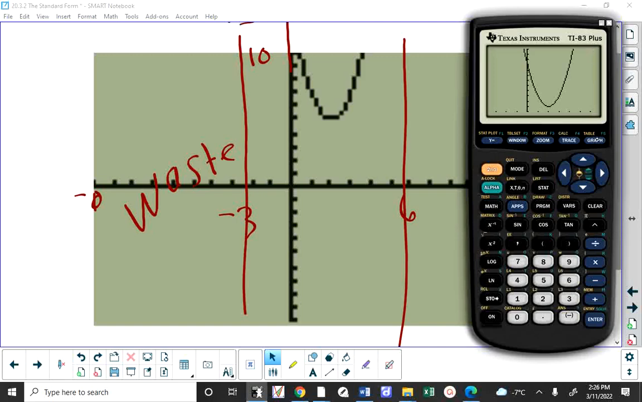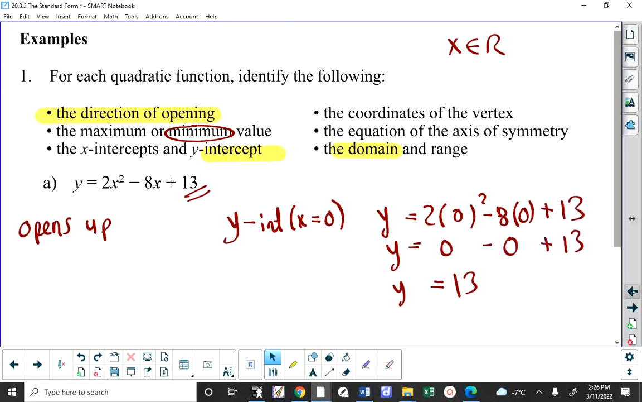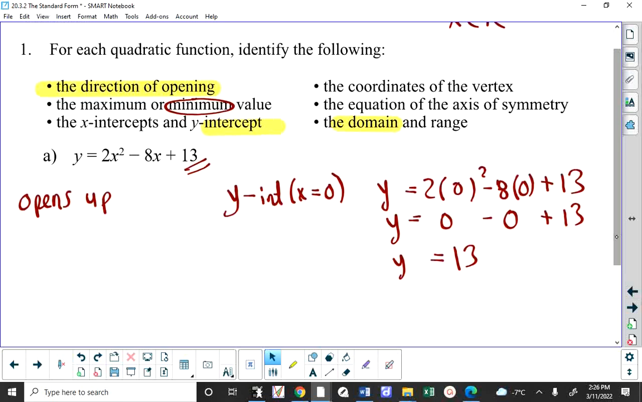So let's use that graph to answer the remaining questions. First of all, let's get the x-intercepts out of the way. What are the x-intercepts? There aren't any, right? Because this parabola has a vertex above the x-axis and it opens up. So there's no x-intercepts.